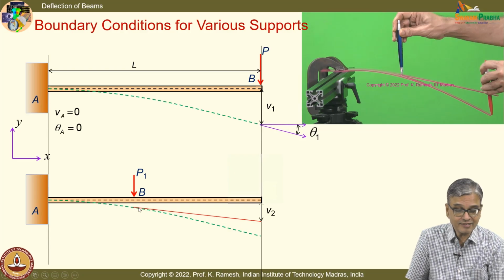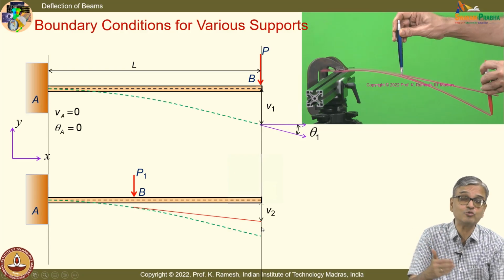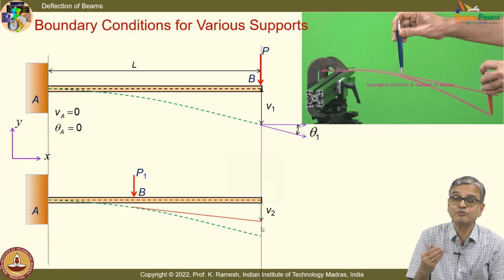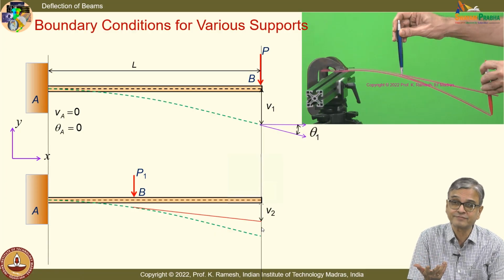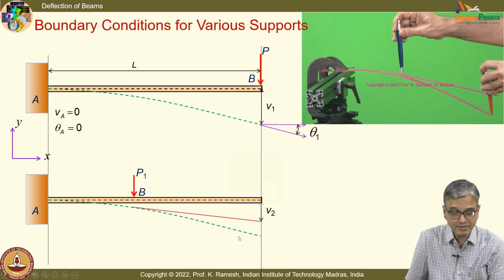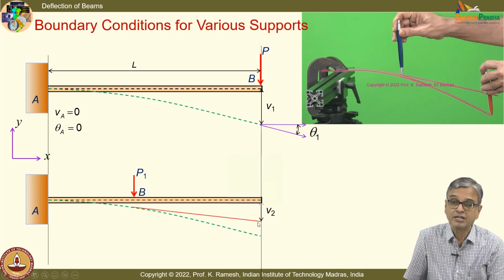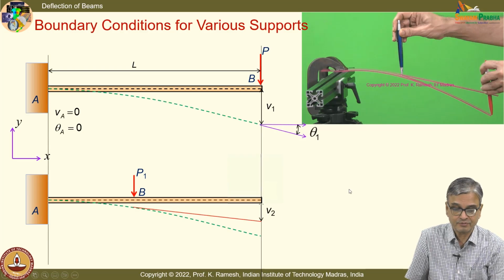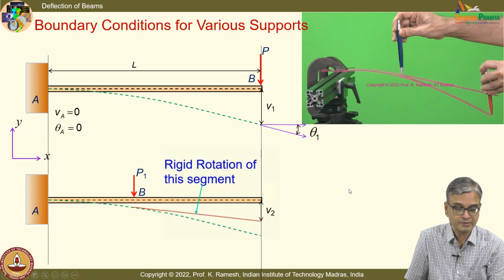And when I consider this as a rigid body, later on when we use the energy method, when you say rigid, it cannot store energy. Only when you say deformable, it can store energy. So you can have very interesting problems when you go to the energy, where you should recognize whether this segment, where it is not loaded, has a rigid body rotation. Okay. And that is what is indicated here.